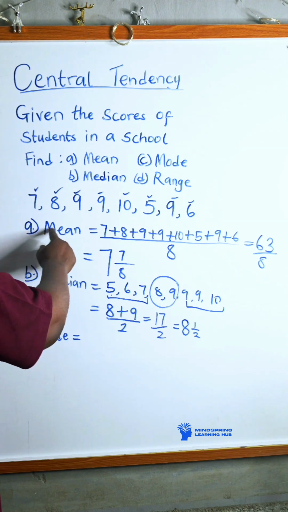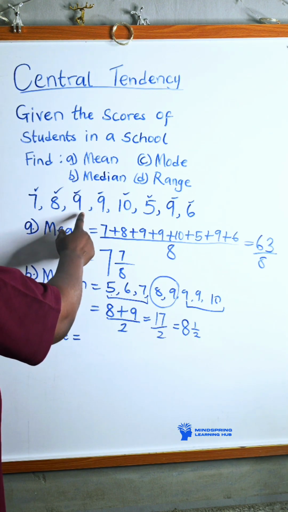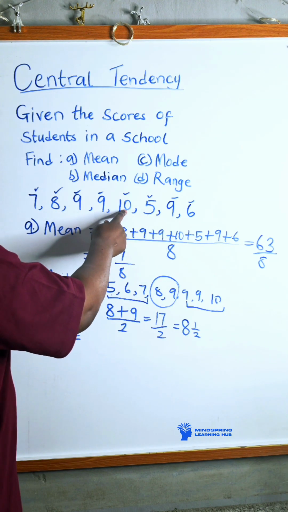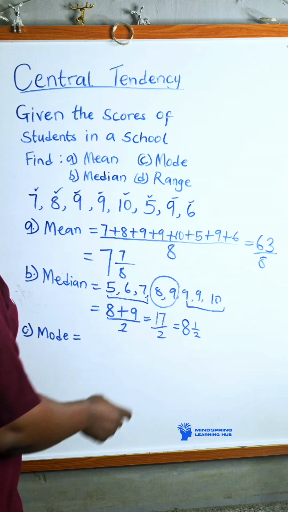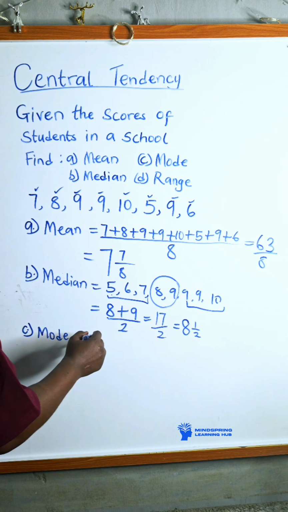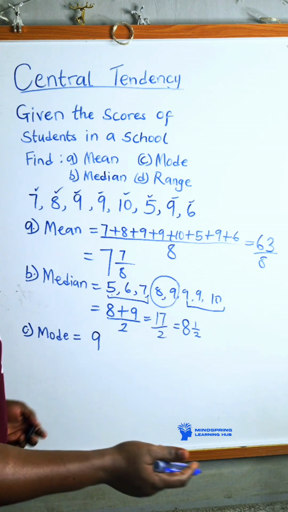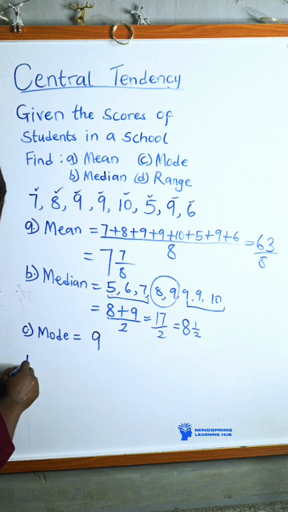Look at it. 7, only 1 person. 8, only 1. 9, only 1, 2, 3. So 3 people score 9. 10, only 1. 5, only 1. 6, only 1. So the mode is 9. Why? 3 people score 9 out of 8. So that's more. Then let's go to the next one.